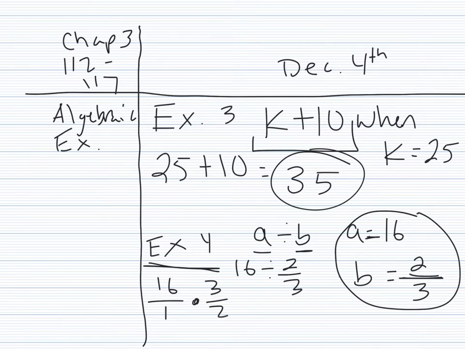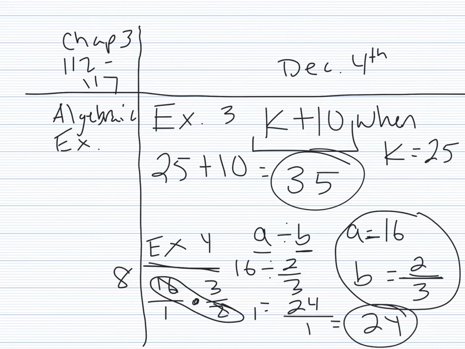When we do this, when we multiply these two, I can reduce, right? I can look across here. 2 goes into both of those 1 time. 2 goes into 16 8 times. 8 times 3 equals 24 over 1, which just equals 24. And that would be my quotient.